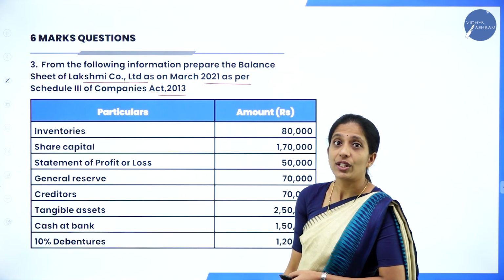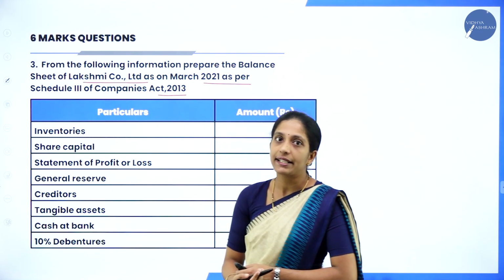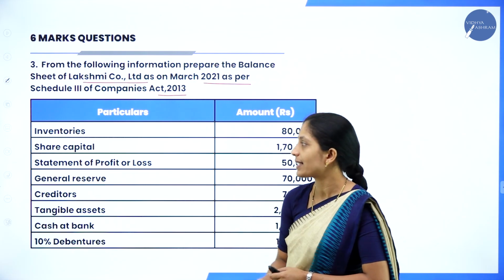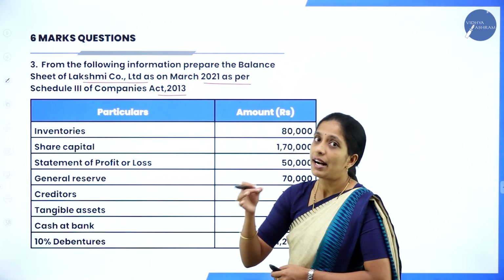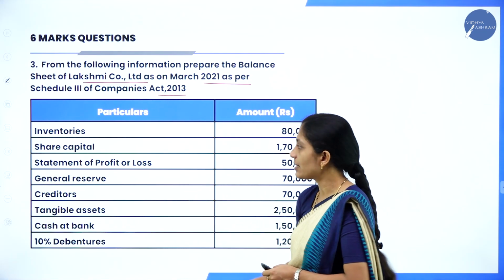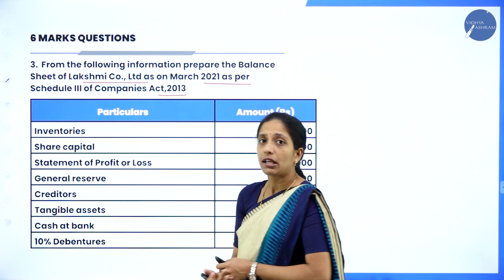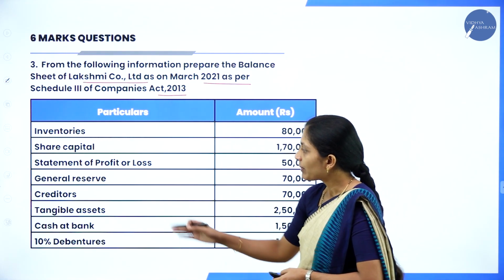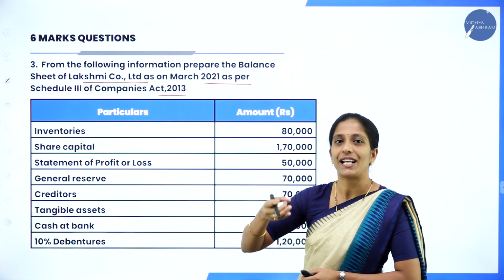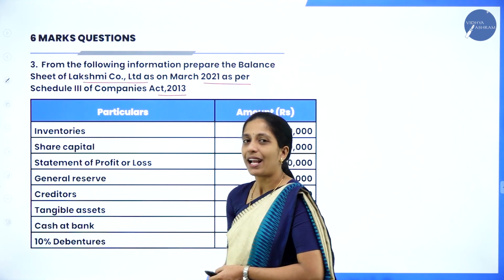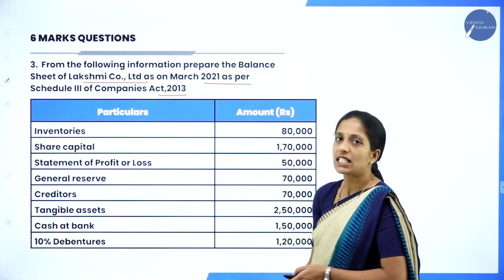Inventories. So under which heading will you write the inventories? Under current assets. Next, share capital. It comes under share capital only, that is shareholders fund. Statement of profit or loss, this also comes under where? Under shareholders fund, that is under reserves and surplus. Next, general reserve we have, it comes under reserves and surplus. Creditors, this is current liability. Next, tangible assets. It comes under fixed assets, where we have two types, tangible and intangible. Cash at bank, current asset. 10% debentures, long-term borrowings. This was an easy question.